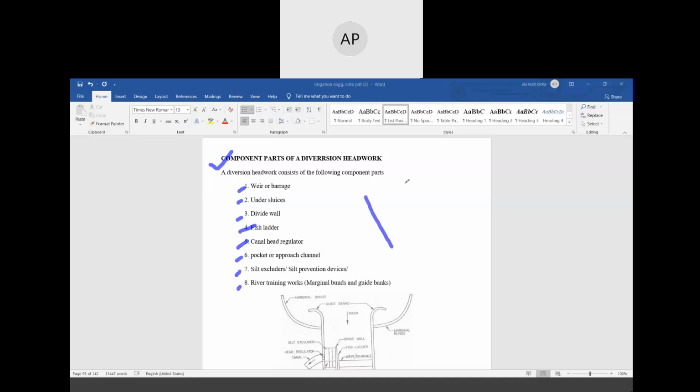What is river training? Suppose this is the river. Due to the heavy flow, due to the heavy current of water, the banks get eroded, isn't it? So, to protect the bank from erosion, we have to use some structures here so that the flow of water can be diverted. Okay, that is your river training works.